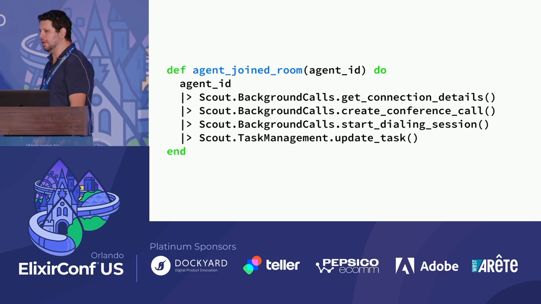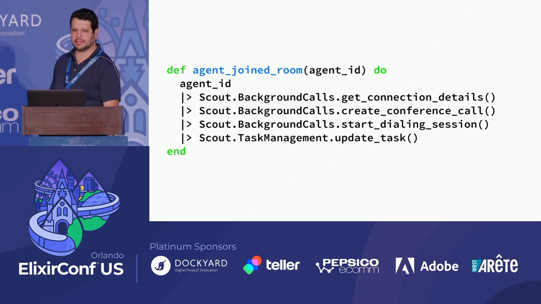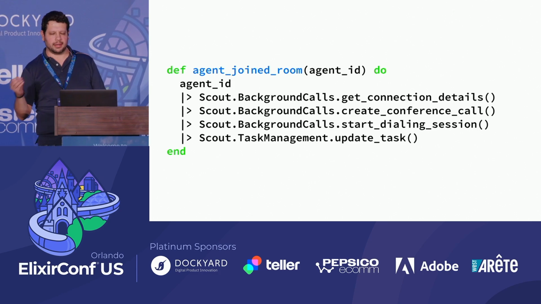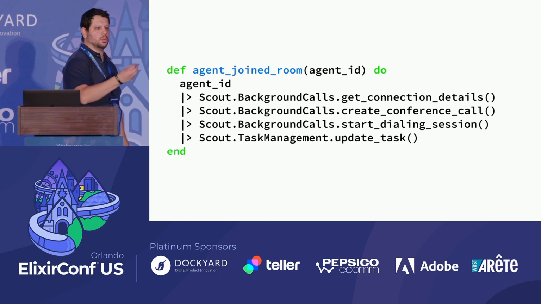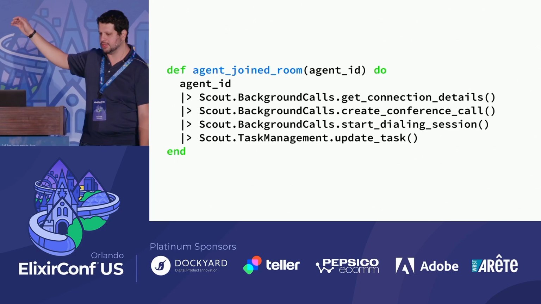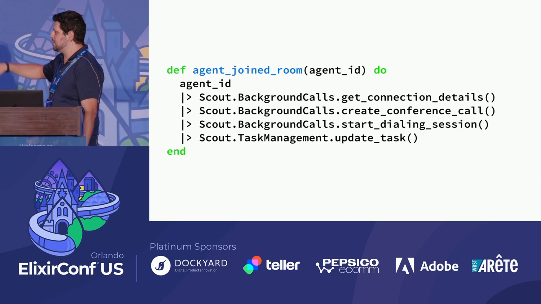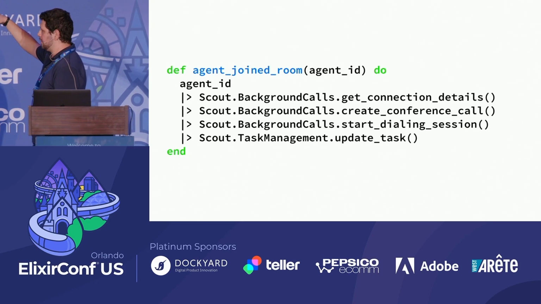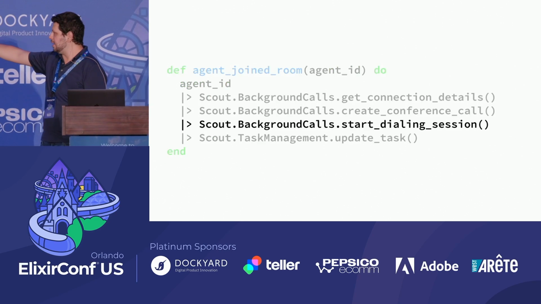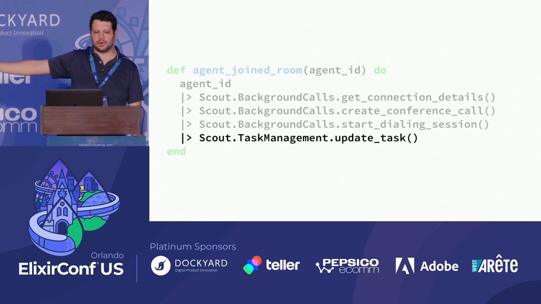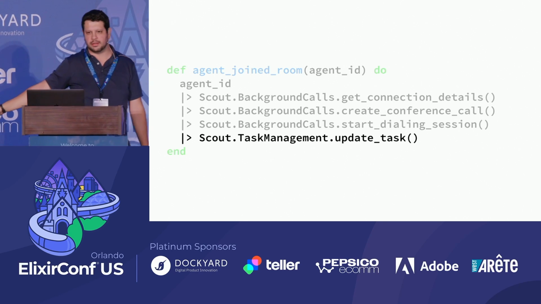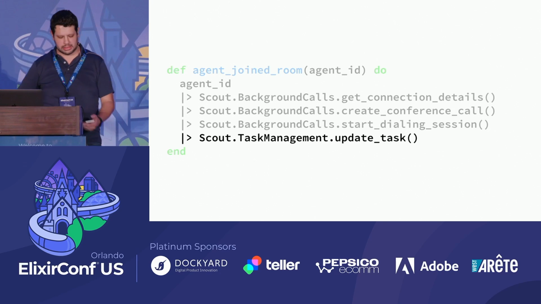Well, there's an example here, an agent joined room, right? This is, again, a use case. It kind of represents a use case. And when an agent joins a room, what happens? So in this case, we get an agent ID. The first three functions there are a single bounded context, right? Background calls, we're dealing with that. But if you look at the start dialing session, that is going to hand over something to the task management bounded context. So how do we compose these things?